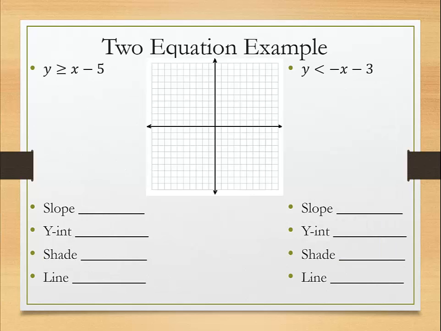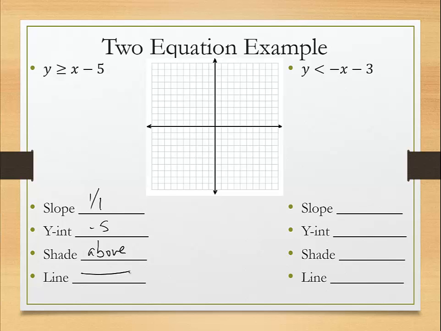So with this one, we're going to have a different answer. So let's go ahead and find the slope, y-intercept, shading, line for both lines. So for the left line, what is your slope? It's going to be 1/1. Your y-intercept is negative 5. Your shade is greater than or equal to, so it'll be above. And then your line is equal to, so it's going to be a solid line.